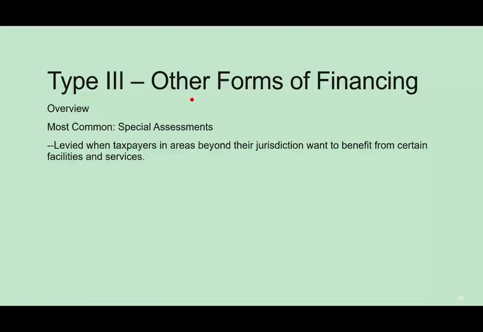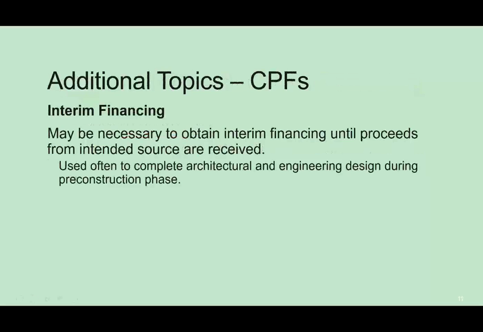Type 3 of financing, other form of financing, special assessment. This is when we levy taxpayers in an area beyond their jurisdiction who want to benefit from certain facilities and services. I always give the example of snow removal. You live in an area where the city doesn't plow the snow because you're on the outskirts of the county. So what's going to happen? You'll pay a special tax, and the government will go ahead and provide you the service, but you have to pay extra for that. Okay.